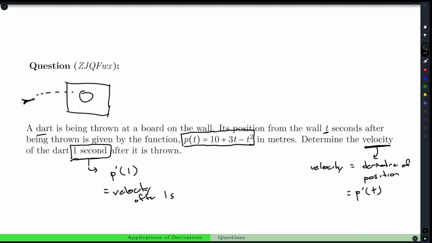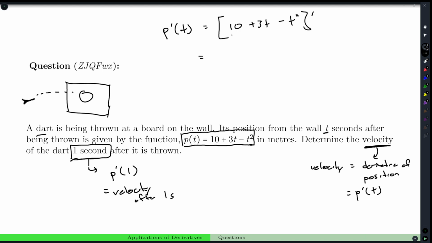Okay. So reading the question, we make these connections. Velocity is derivative, and we want a specific value. So now we can get going. We need the derivative of 10 plus 3t minus t squared. Well, that's a polynomial. It doesn't take us too long.